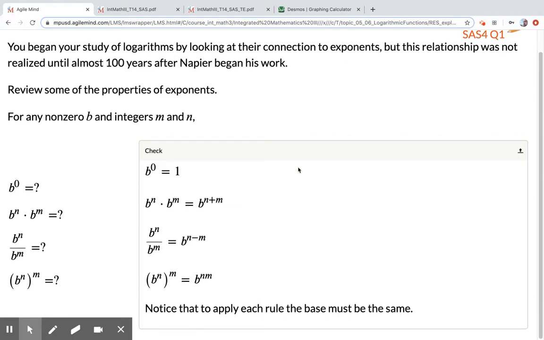Now, of course, please do notice that in order for these rules to work, especially the one where we added our exponents and the one where we subtracted our exponents, the bases have to be the same.